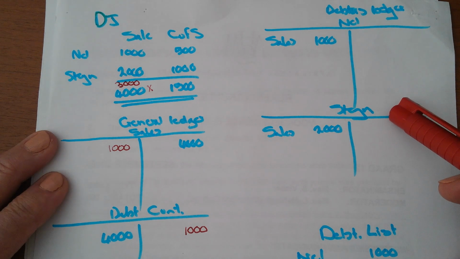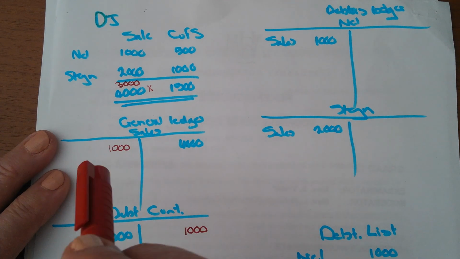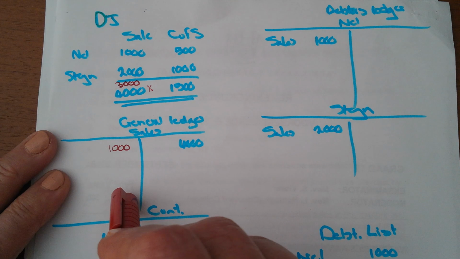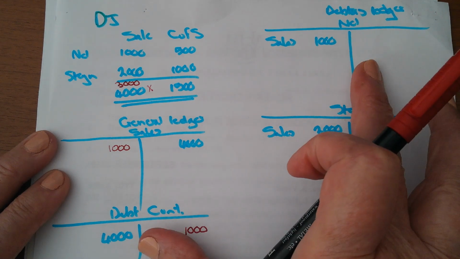So your first step to do this work is to determine where did I make the mistake. Must I correct it in the general ledger? Must I correct it in the debtors ledger? Or must I correct it in both places?